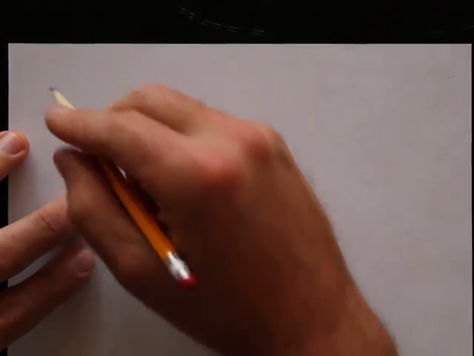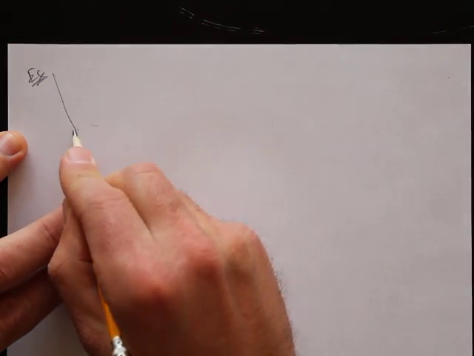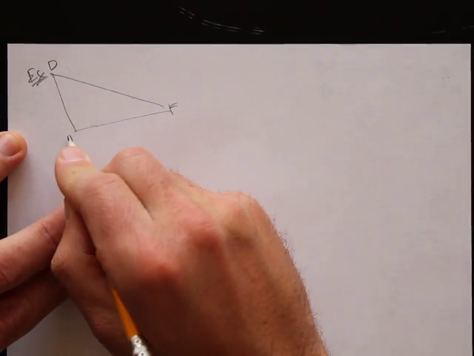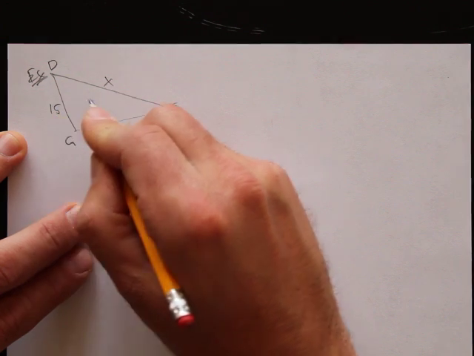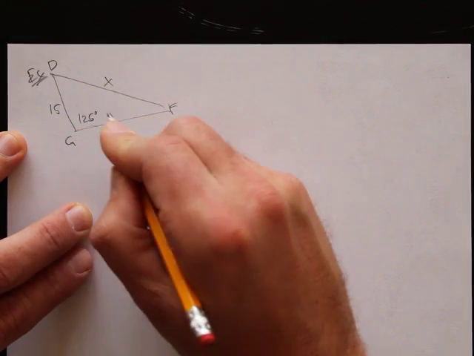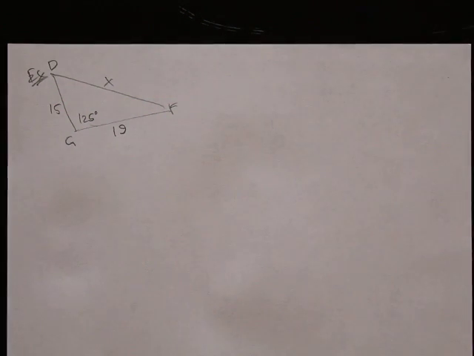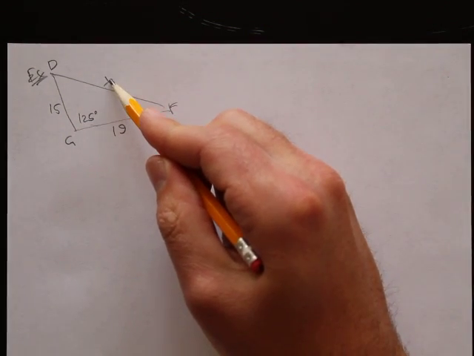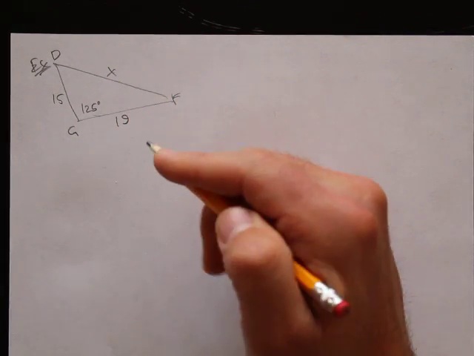Now we've got another couple to do here. Here's another example. This is DFG. DF is x, DG is 15, angle G is 125 degrees, and GF is 19. So again, we've got a law of cosines issue here because I don't know this side and this angle. I have to find out what this side is.